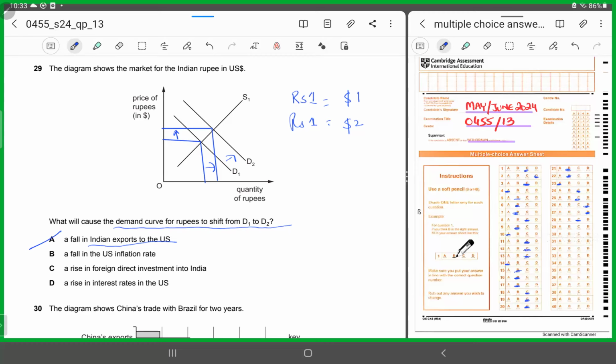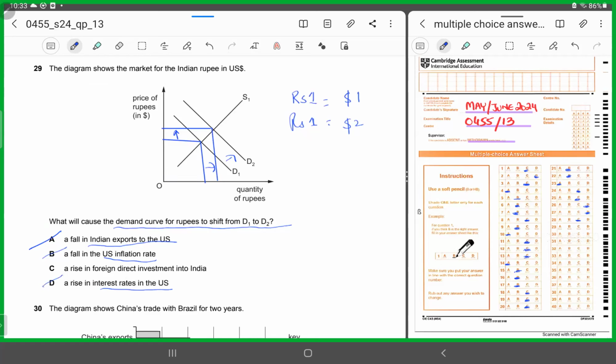B says a fall in the US inflation rate. If the US inflation rate is falling, the demand for rupees would fall, but here the demand curve is moving outward, the demand is increasing. So B cannot be the option. D says a rise in the interest rates in the US. If there were a rise in US interest rates, the demand for rupees would be falling, but here the demand is increasing. So again, you will chop D off.